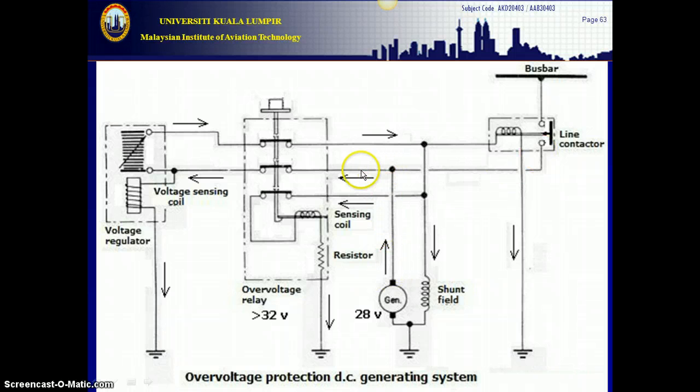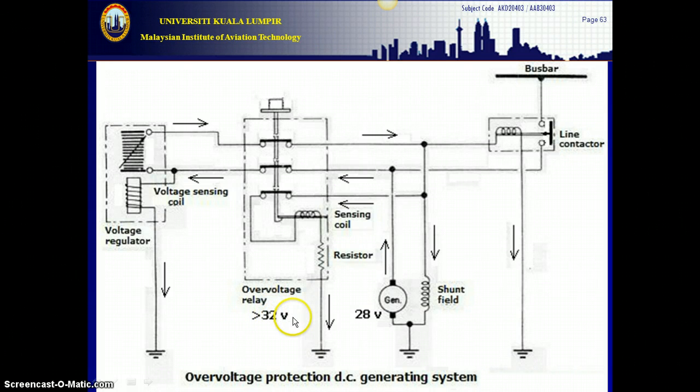In normal operation, whatever goes to the shunt field will also go to the sensing coil and resistor into ground. Our voltage relay will detect if the voltage is higher than 32. But now the voltage of the generator is about 28, so whatever goes here will go to the sensing coil. Now they are energized, but not energized enough to pull the latch here, since 28 is smaller than 32.